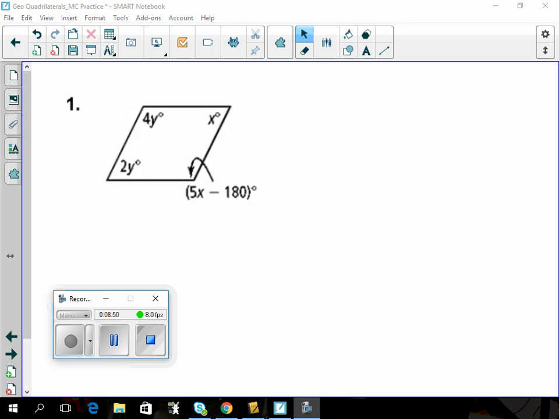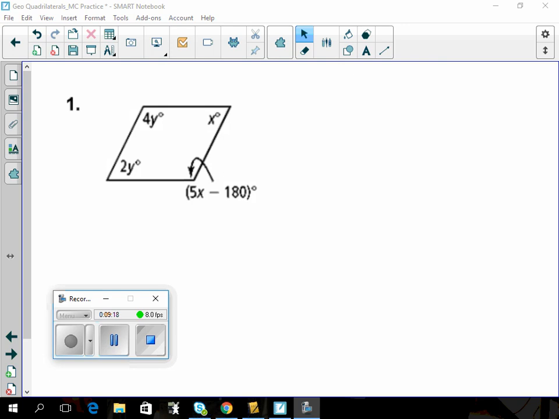So looking at problem number 1, do I have information about angles, sides, diagonals? What's going on in my picture? A lot. I agree. I have X's and I have Y's. What else do I have? What that little degree symbol means that those things are what? Angles. Good.